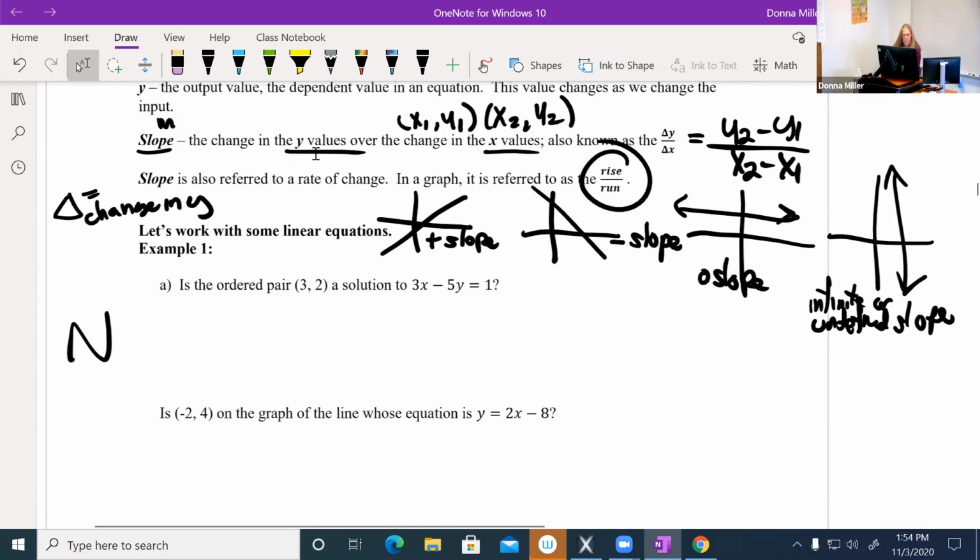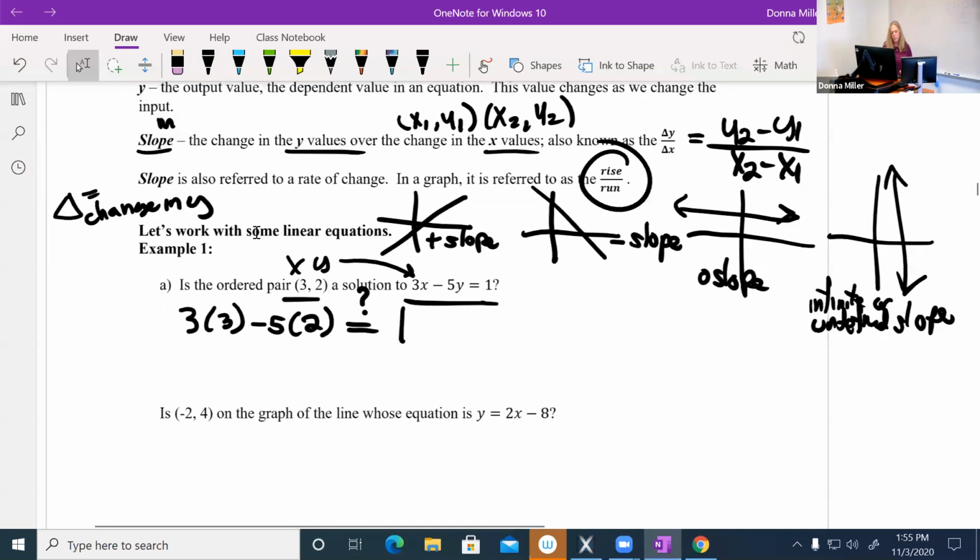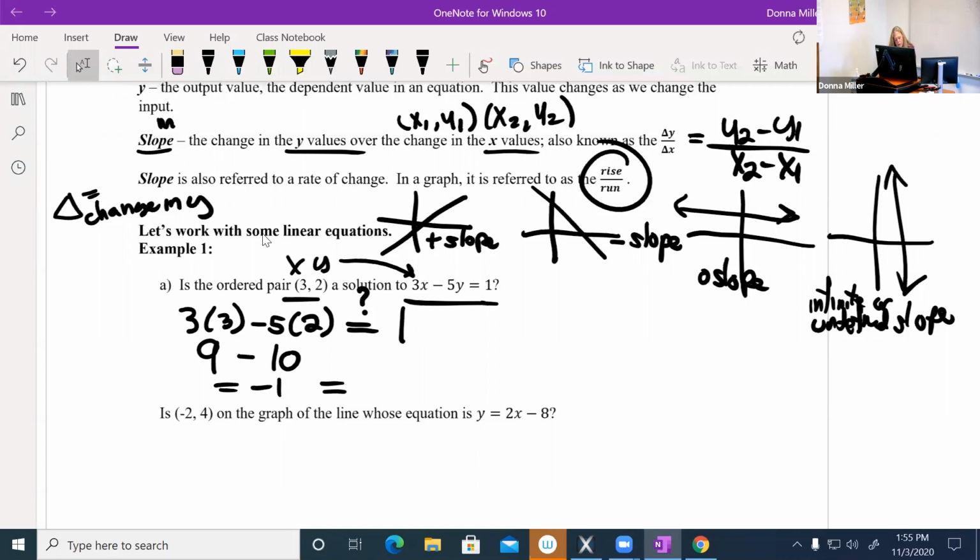All right, so some things they might ask you to do. They're going to ask you, is (3, 2) a solution to this? Well, if it's a solution, I should be able to plug it in and it should work, right? So this 3 is x and 2 is y. So I pretty much just plug it in. So I do 3 times 3 minus 5 times 2. My question is, does that equal 1? If it does equal 1, it's a solution. If it doesn't equal 1, it's not. So 3 times 3 is 9, minus 5 times 2 is 10. Well, that's -1, right? So that does not equal 1. So if it had equaled 1, it would be on the line, but because it doesn't, it's not.